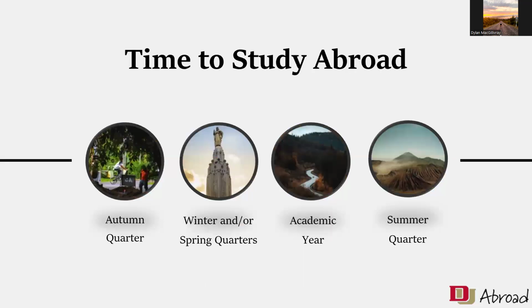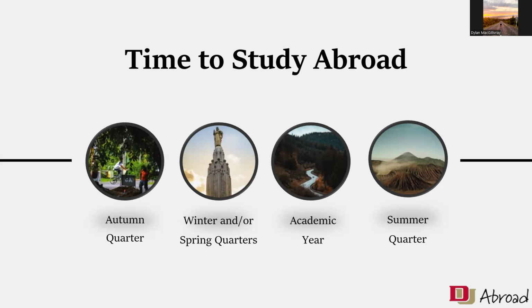And then another thing, time to study abroad. So we offer autumn quarter or full quarter. We also have winter and or spring quarters. And then there's the opportunity for academic year or summer quarters. So it's really important to think, when does the program start? July, August, or September typically.